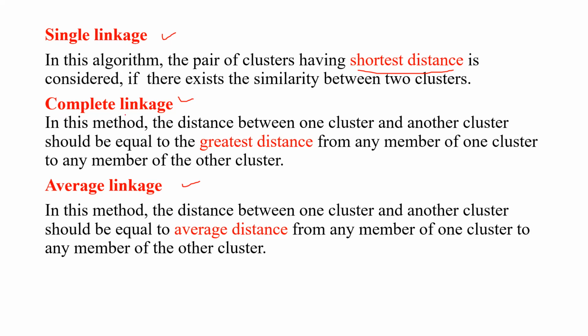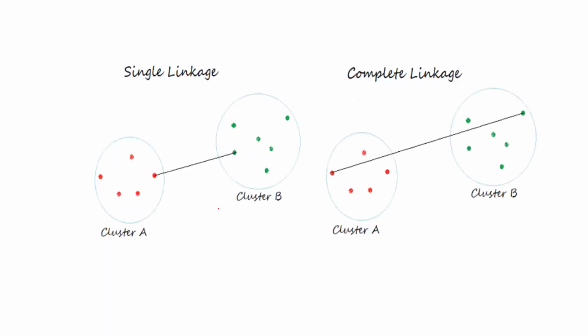But if you go for the complete linkage, the distance between the one cluster and the other cluster should be equal to the greatest distance from any member of the one cluster. That means in single linkage we will find the D minimum distance, whereas in complete linkage, we will find the D maximum distance. And for the average linkage, we will calculate the D average distance between the two clusters. So these are the different approaches.